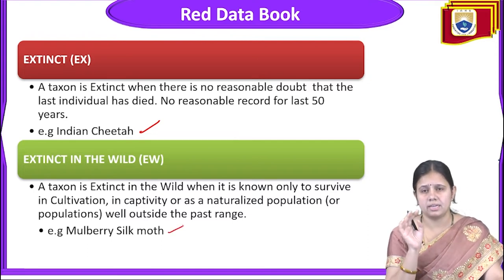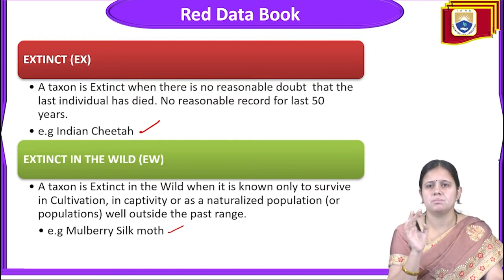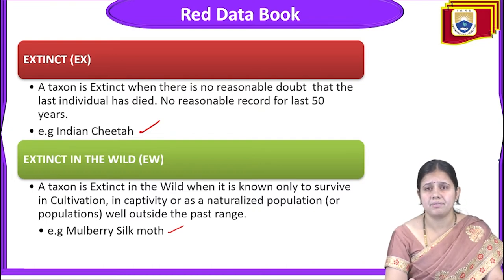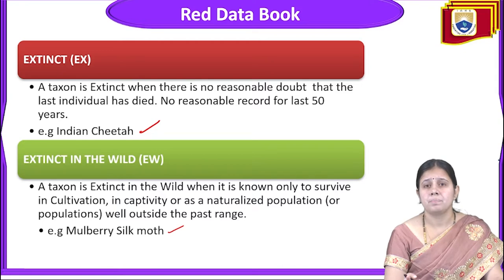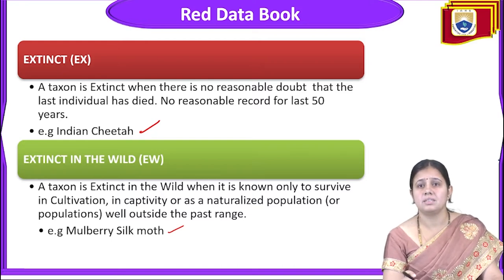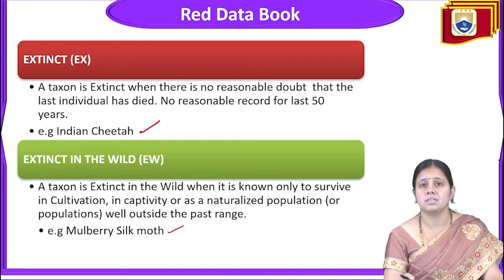It means that a particular species is not present in the wild, but is surviving in captivity, in some captivity program. It is not present in the wild, only in captivity. That's why this category is called extinction in the wild. They are extinct from the wild. They are not present in the forest or in their own ecosystem. They are present in captivity only. This is extinction in the wild.